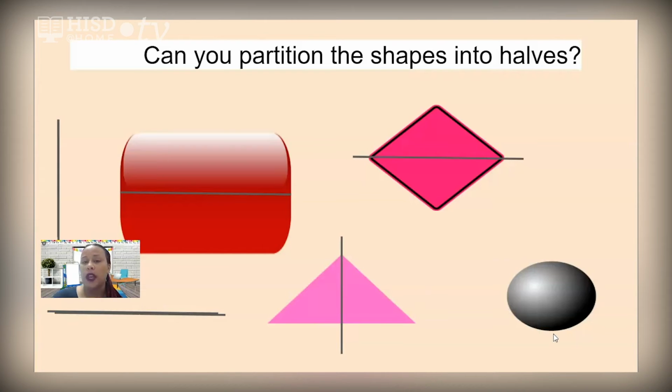Look at this sphere. How can we partition this shape into halves? Halves means each person would get the same amount. We would separate it into two pieces. Here is one way that we could partition this shape into halves.